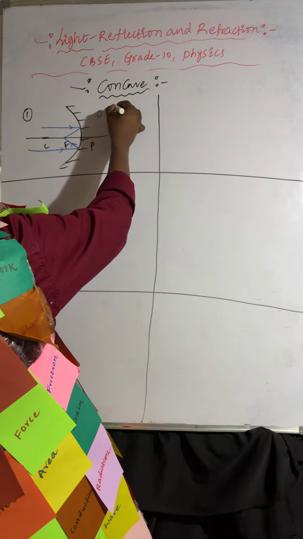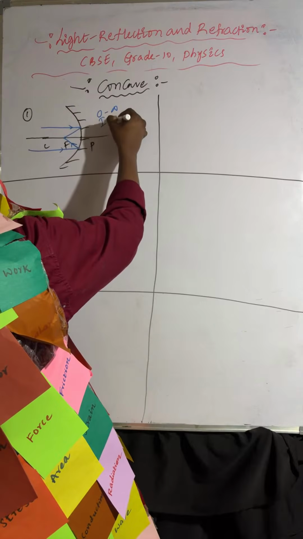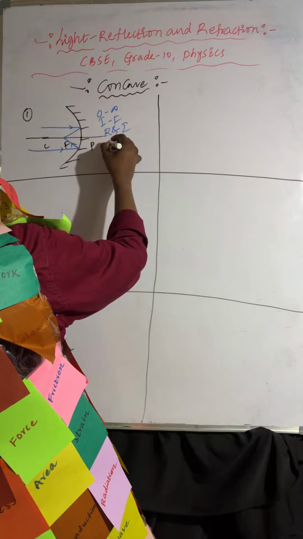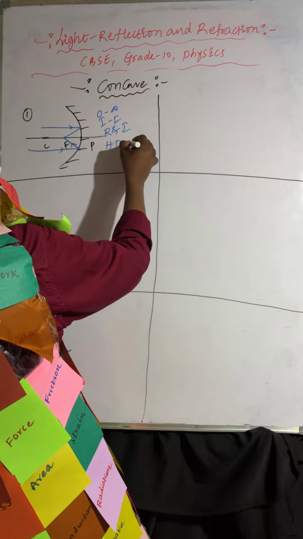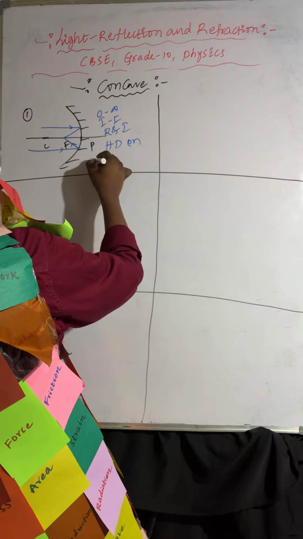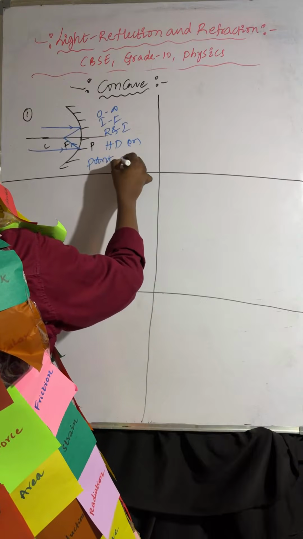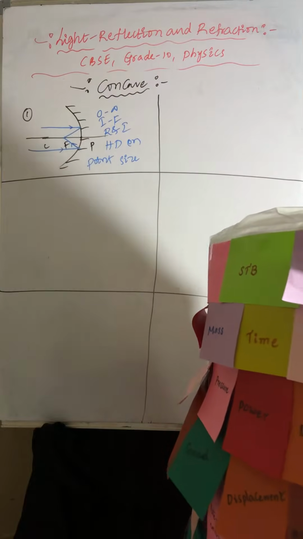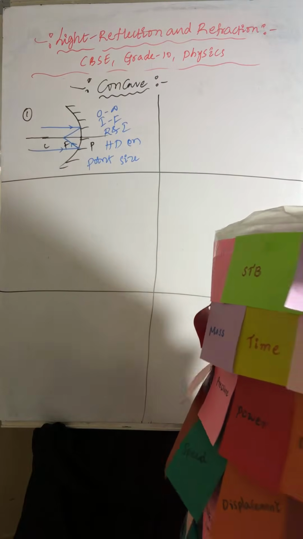So object is at infinity. Image is forming at focus. Nature of the image is real and inverted. Size of the image is highly diminished, or point size image. Point size image is forming at focus.